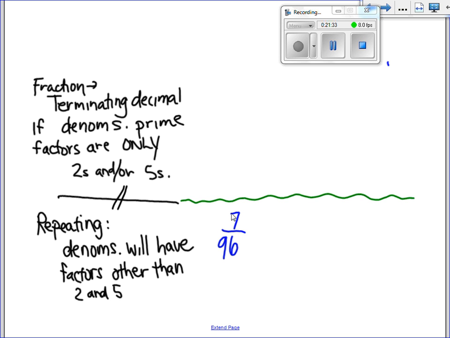What's the sum of 96's digits? Caitlin? 15. 15, and I know that 3 is a factor of 15, so this has got to have a factor of 3 in it, so Will is right. This is a great example of a repeating fraction. As soon as it has a 3, or a 7, or an 11, or a 13 in it, it's going to be a repeater.